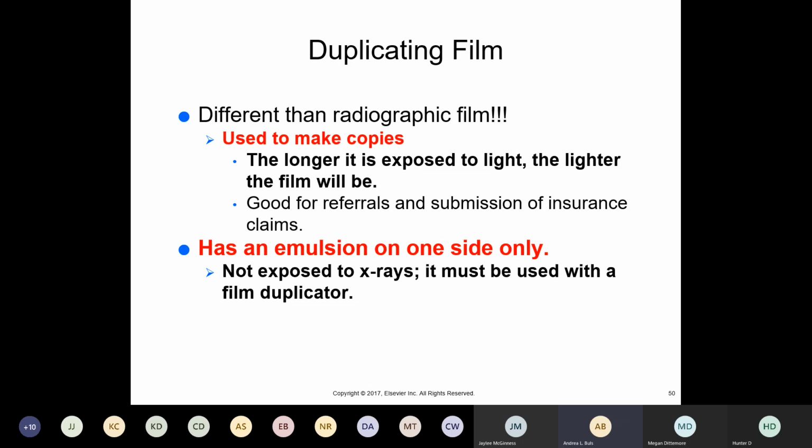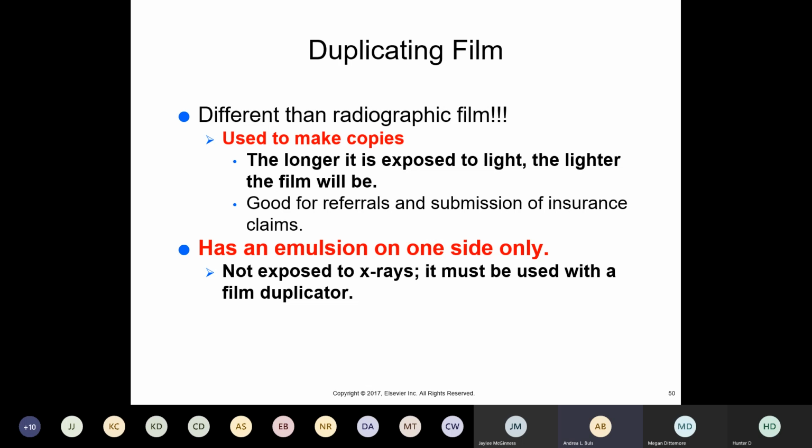Why did we need to make duplicates? Well, for referrals, if we're sending a patient to an oral surgeon, and we took a panoramic image, we can make a duplicate of that so that they don't have to be radiated again when they go there. Also, insurance claims require x-rays many times, so that was another reason. Remember that it has emulsion on only one side.